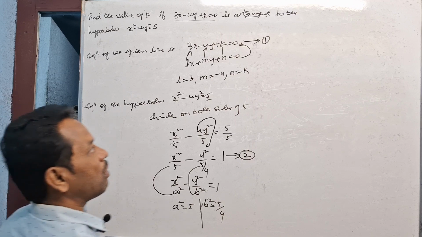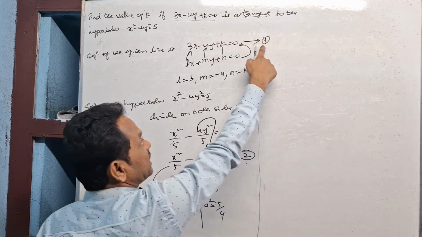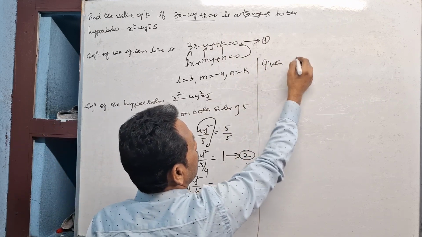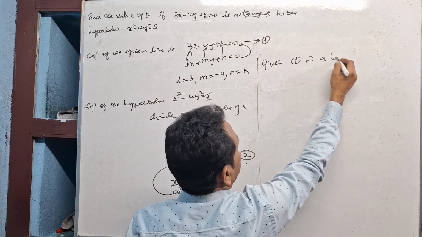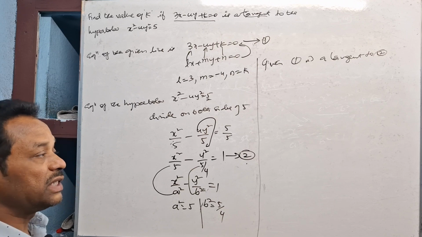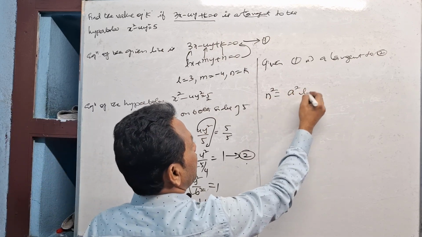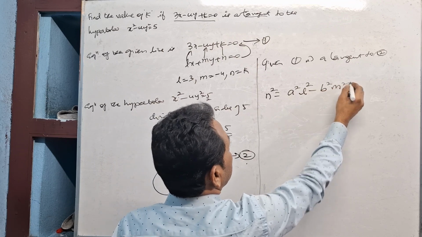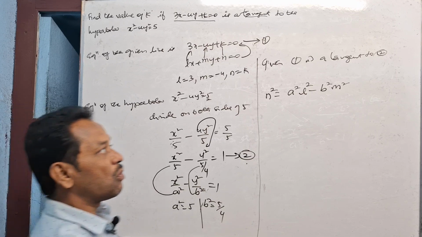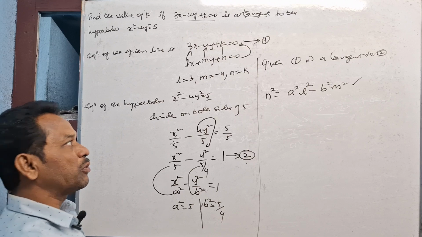Okay, now it's given that 1 is a tangent to equation 2. So given 1 is a tangent to 2. Just now we discussed the condition: n square equal to a square l square minus b square m square. Whenever a straight line is tangent to the hyperbola, you can use this condition. Now let me put all the values.